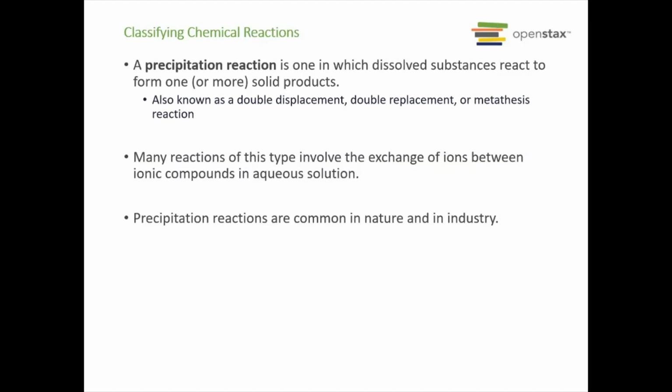So let's start by talking about some types of chemical reactions. The first one is called a precipitation reaction, and this is where you have dissolved substances reacting to form one or more solid products. This is also known potentially as a double displacement, a double replacement, or a metathesis reaction. I really don't know how to pronounce that word, I'm not gonna lie. Generally what's happening is ions are being exchanged between ionic compounds in aqueous solutions. These are very, very common in nature and in industry.